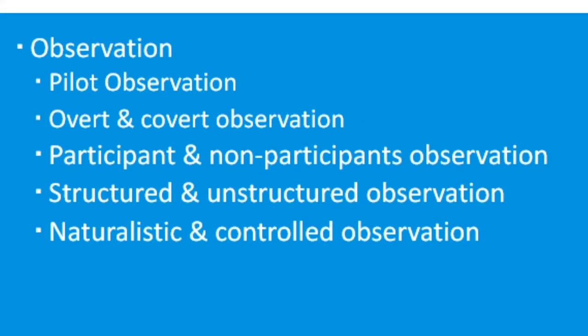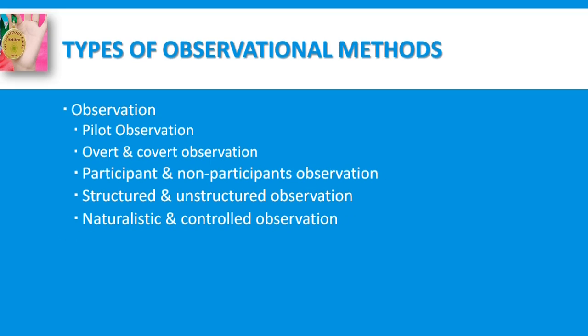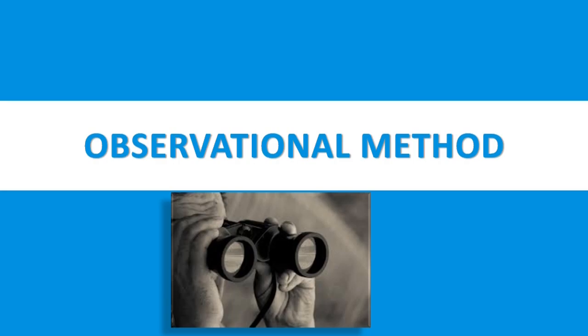If you want to study observation in great detail, then there are some other types of observational methods, which are pilot observation, overt and covert observation, participant observation and non-participant observation, structured observation and unstructured observation, naturalistic observation, and controlled observation. So let's start with the observational method.